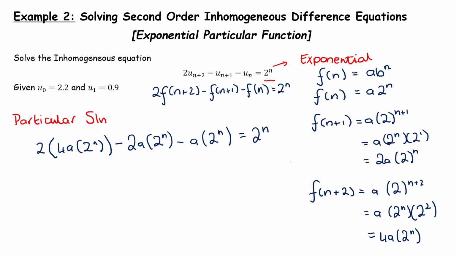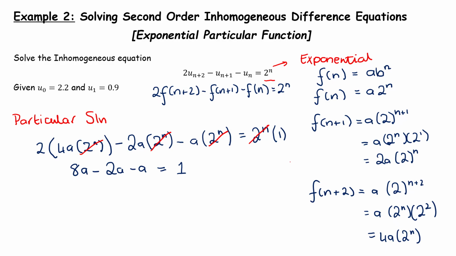So I'm going to divide across by a 2 to the power of n, which gets rid of that, which allows us now just to focus on everything else, which is going to be 8a minus 2a minus a equals 1. So just be really, really careful when you do this division, it's going to leave 1 on this side. Dividing will never leave us with a 0. Be really, really careful with that.